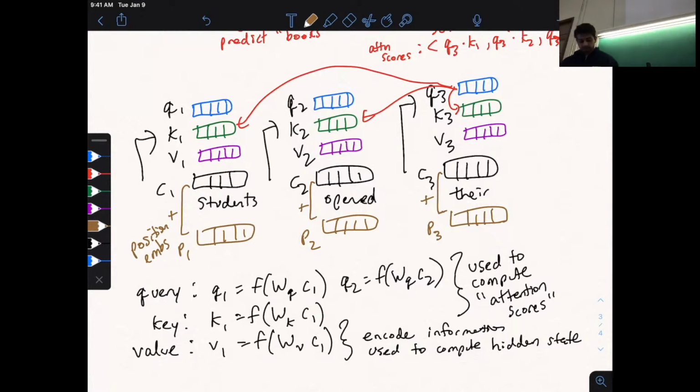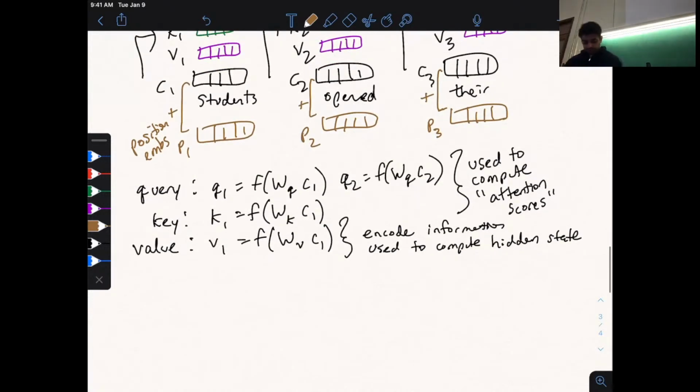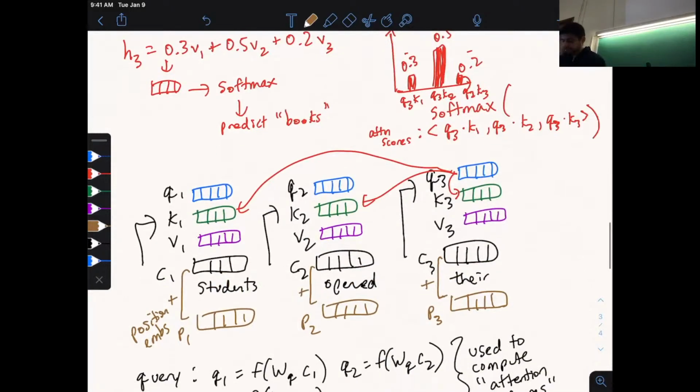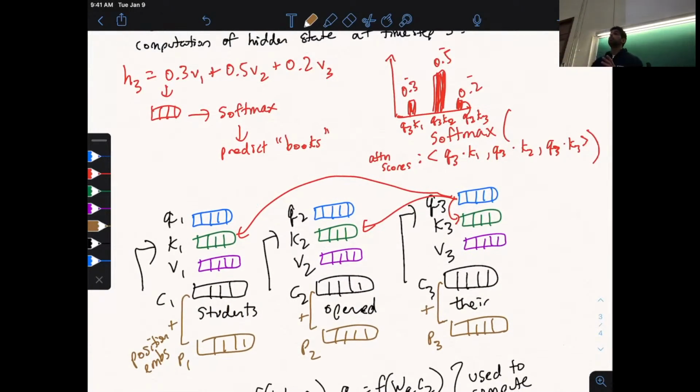All right, so that was the detour about position embeddings. Now let's get back to our favorite prefix, students open there. Note that we have only done the computations at the third time step of this network, right? So let's go ahead and do this for the second time step.